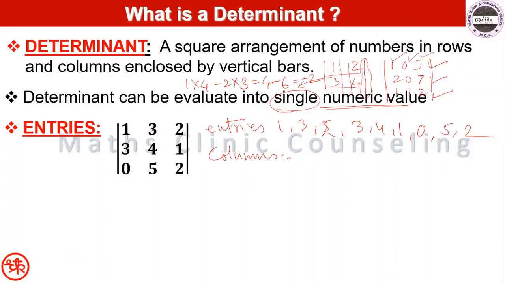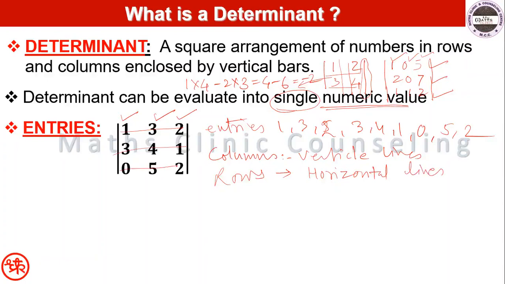Columns are the vertical lines. Rows are the horizontal lines or arrangement. So there are 3 rows and there are 3 columns. Is that clear? So these are rows and columns.